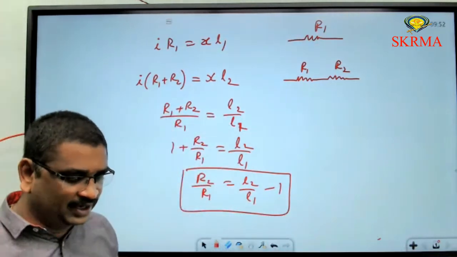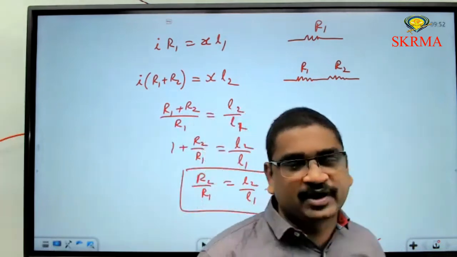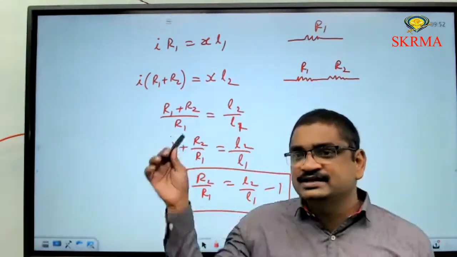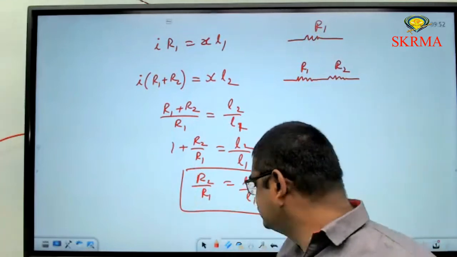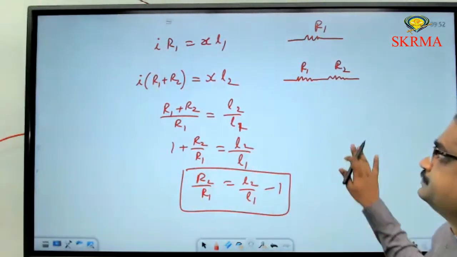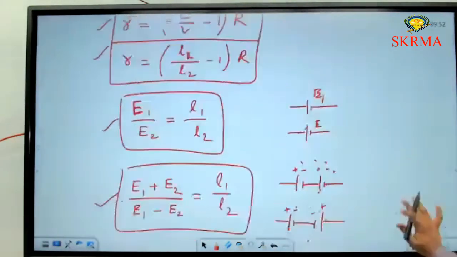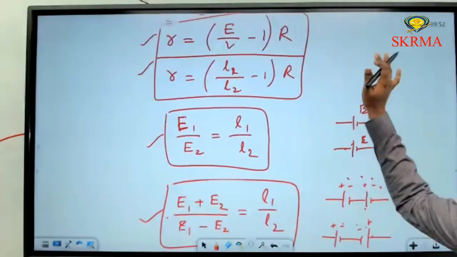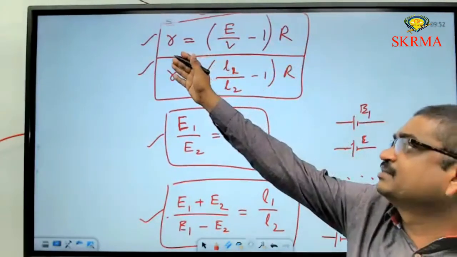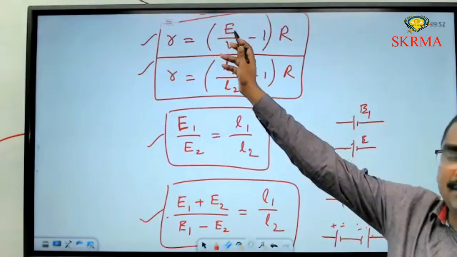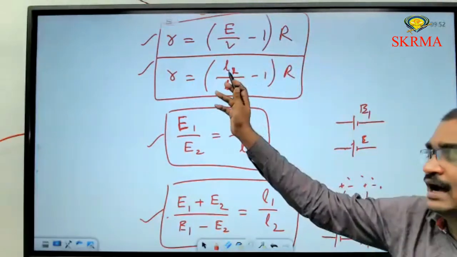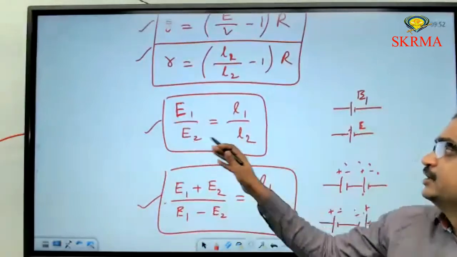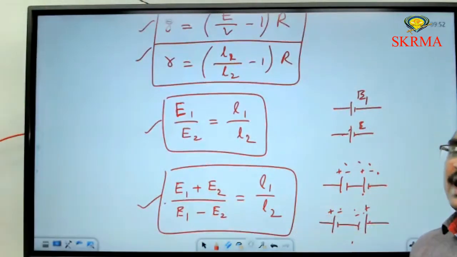The main important topic is how to calculate the potential gradient. That is the important one in this case. After that, these three cases. Can you check the formulas once again? What are the first case formulas? To identify internal resistance, the formula is internal resistance equal to (EMF by voltage minus 1) into R, that is, (L1 by L2 minus 1) into R.